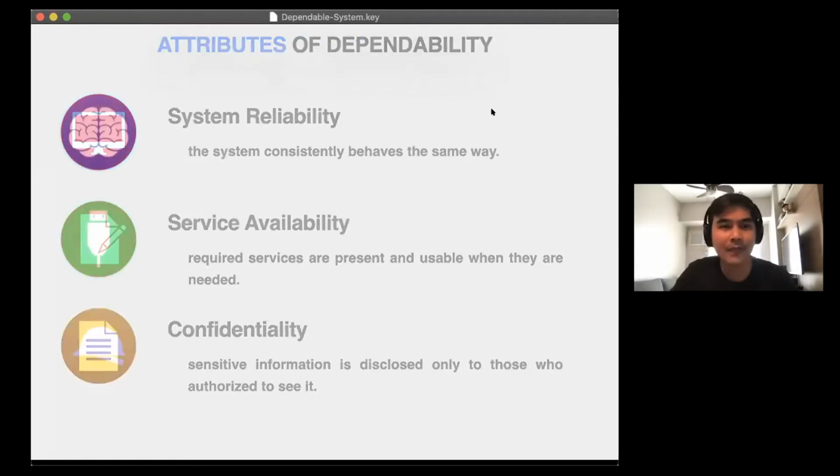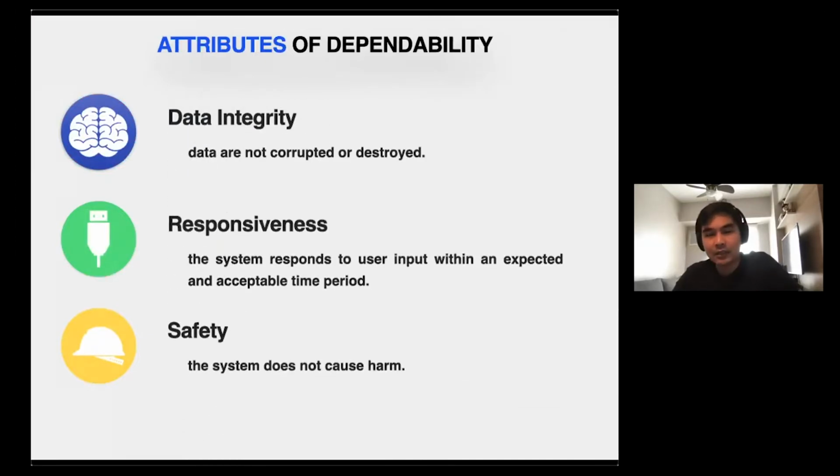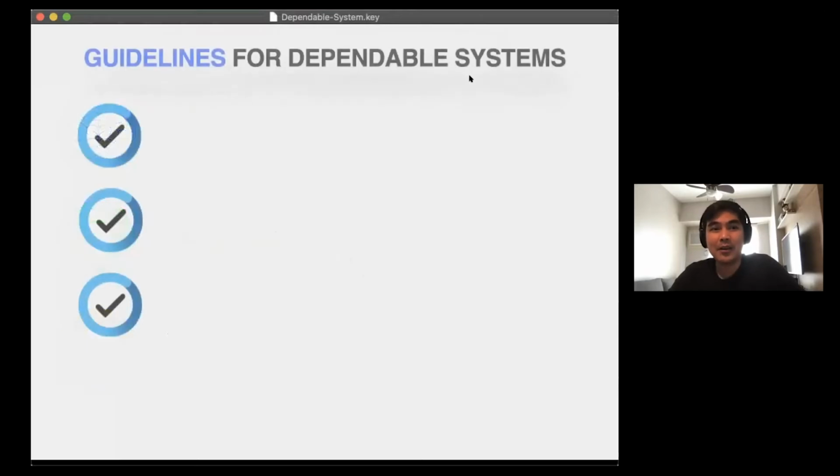Okay, so another would be yung tinatawag nating data integrity. So data are not corrupted or destroyed. So as we can see, for example, nagsasubmit kayo ng course test sa Canvas. Okay, wala namang scenario that we encountered na nagkaroon ng problema in terms of your submission, na na-corrupt yung file, etc. So it has something to do with data integrity. So when we talk about responsiveness, it responds to user input within an expected and acceptable time period. Okay, so dapat working siya. And safety, the system does not cause harm. Okay, the system does not cause harm dun sa mga gumagamit.